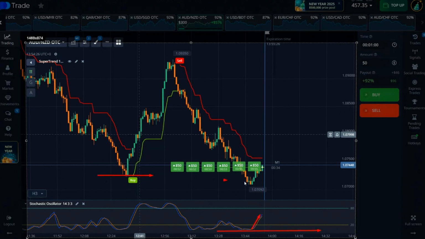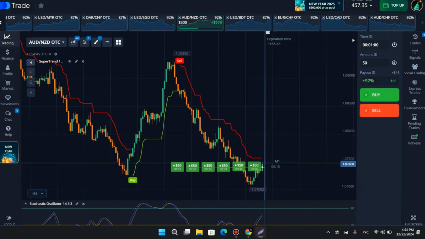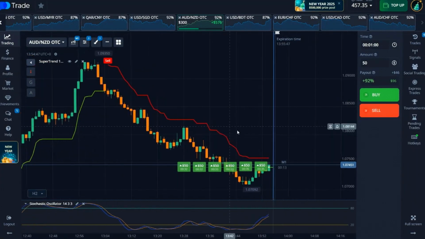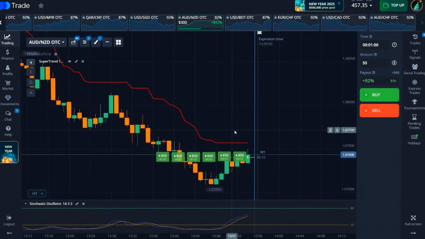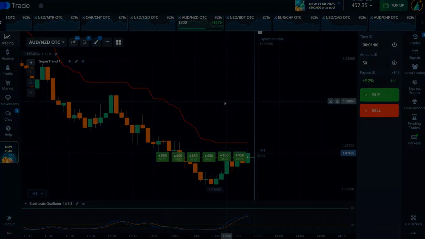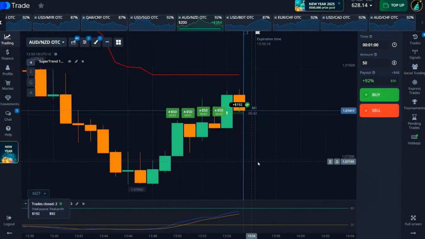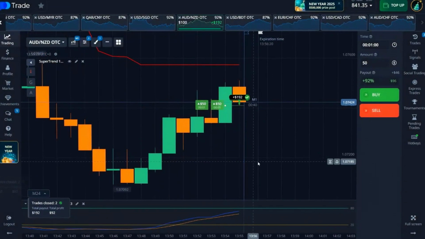So, our transactions, friends, are completed. Plus $1,033 on the balance. Let's set the amount to $500 and move on to the next currency pair. So, friends, we open the next deal on this asset. New Zealand dollar, Japanese yen, bearish position. The downward movement is already happening.